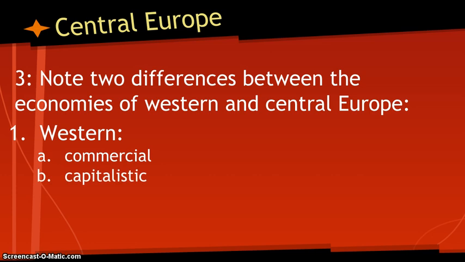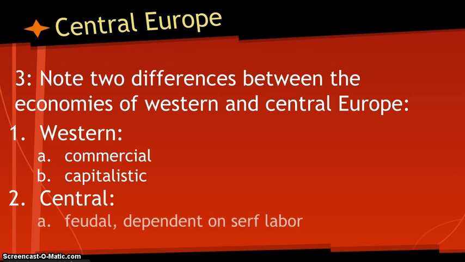Now, in the commercial revolution, more people were moving to the cities, away from the countryside and the farms. More people were buying and selling goods in the cities, becoming more capitalistic as time went on. However, in Central Europe, this wasn't happening. Their type of economy was much more feudal and dependent on serf labor.